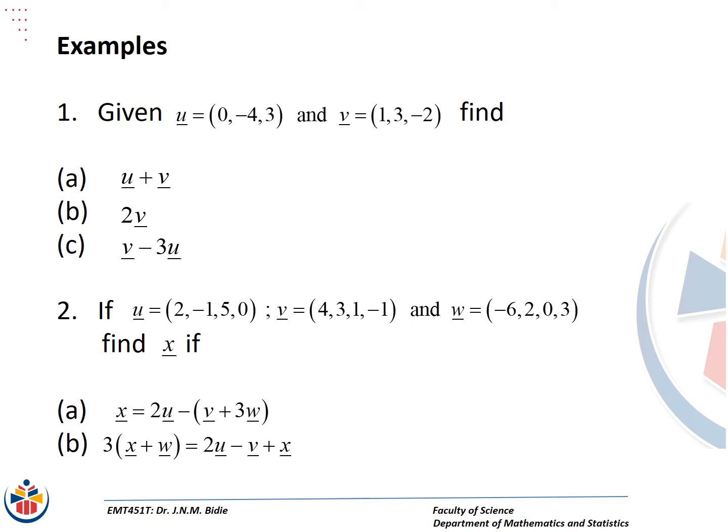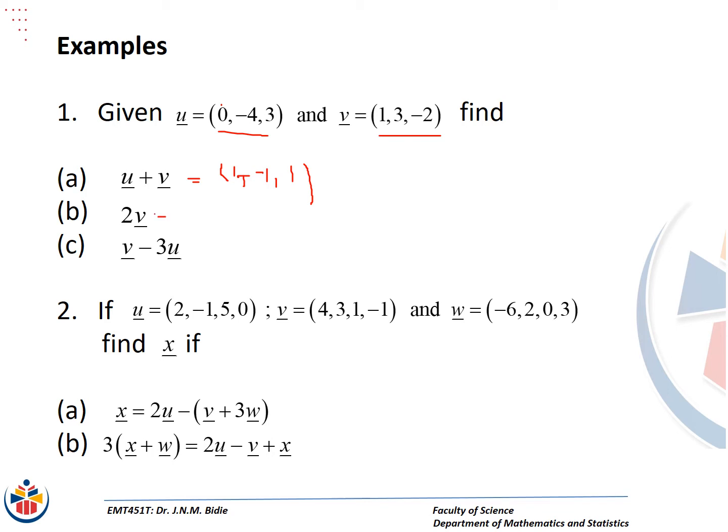Examples, we go to number 1. We've been given two vectors u and v in 3 dimensions. That means x component, y component, and z component. So u plus v, we had said that when we're adding two vectors, we add the corresponding components. So I'm expecting that you add 0 and 1 so that we get 1 as the first component of u plus v. And then minus 4 plus 3 giving us minus 1 as the second component. 3 plus negative 2 giving us 1 as the last component. So we've got 1, negative 1, and 1 as your components for u plus v.